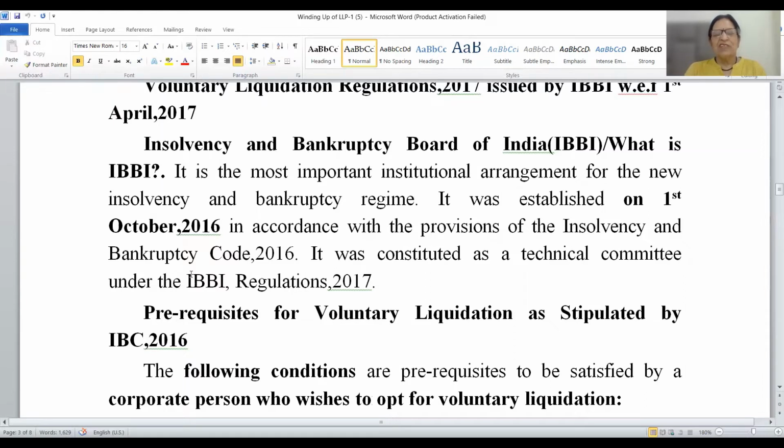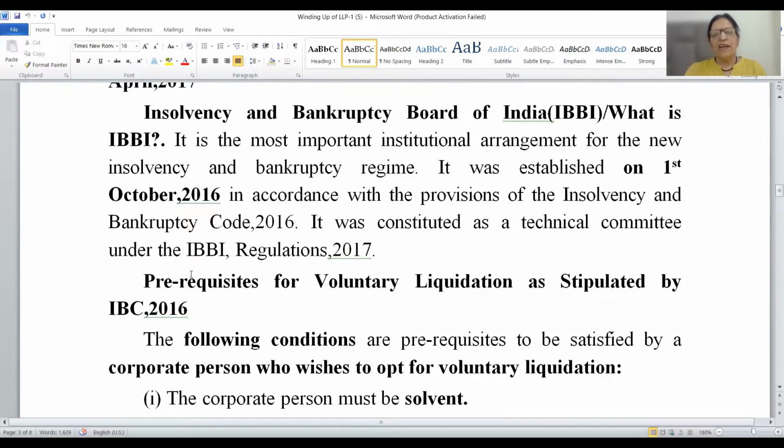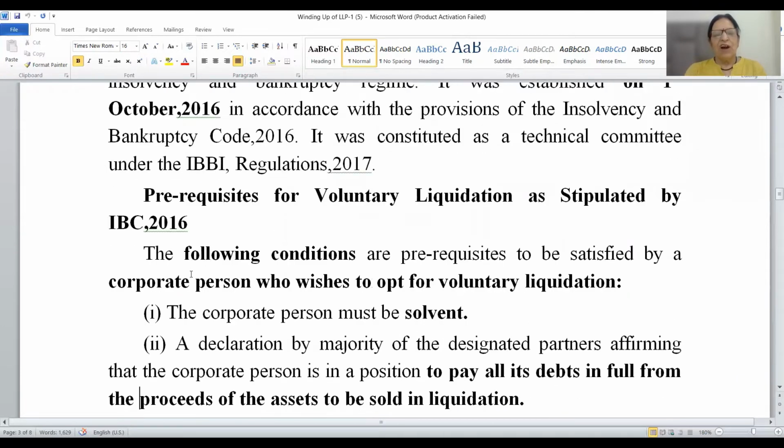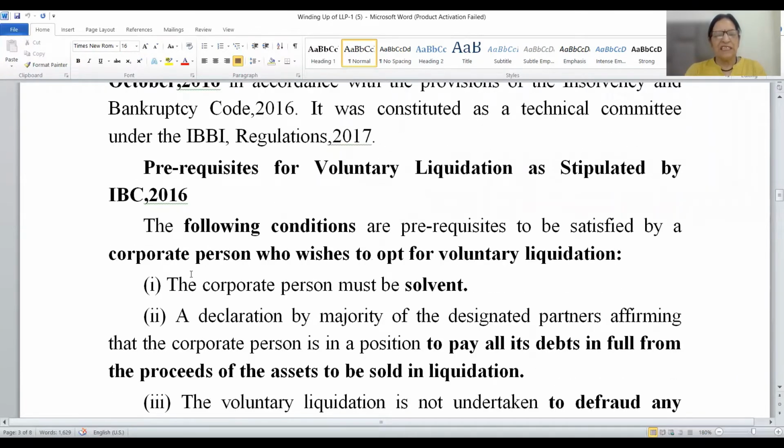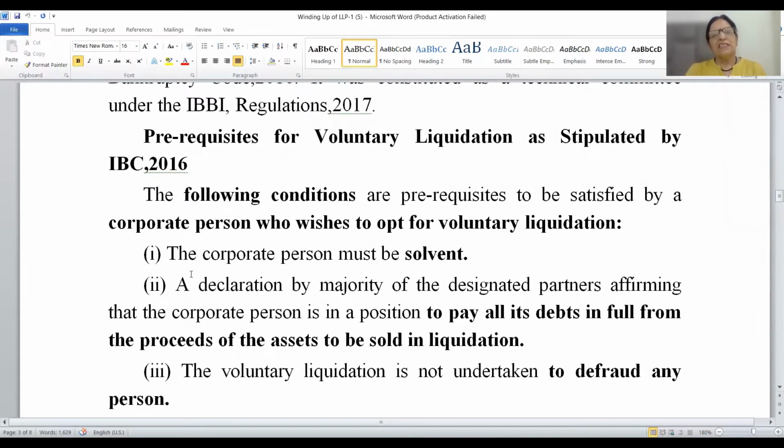But friends, there are certain prerequisites for voluntary liquidation as stipulated by IBC 2016. So which are these conditions? There are some conditions which should be satisfied by the corporate person who wishes to opt for voluntary liquidation. Now I'll take up all these three conditions. The first one is, friends, the corporate person must be solvent. So we are talking about LLP. It means LLP must be solvent, must be able to pay its debts out of the assets.